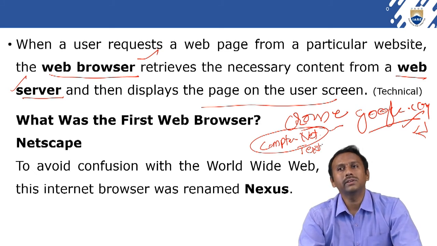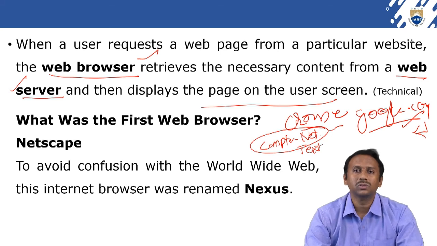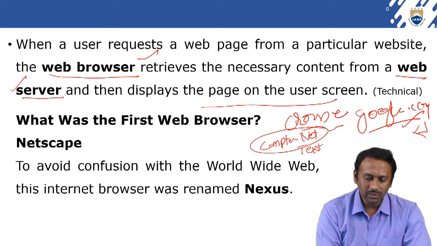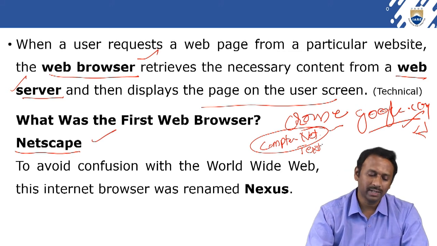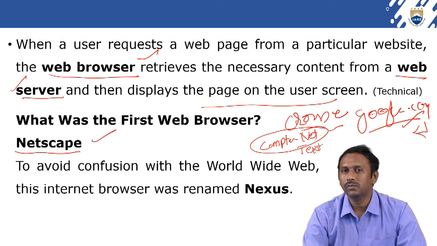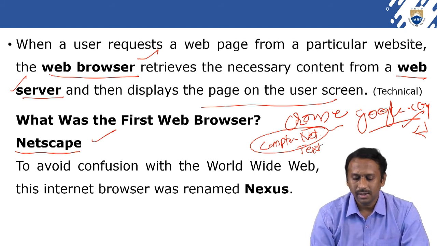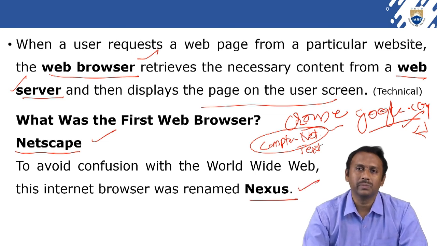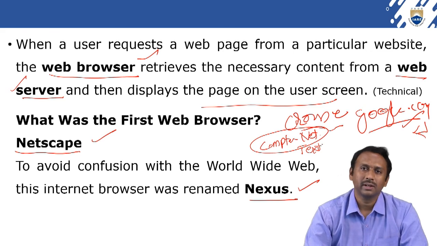Right. So what was the first web browser? We have seen so many web browsers now: Google Chrome, Mozilla Firefox, Netscape Navigator, so many. The first web browser is Netscape. To avoid confusion with the World Wide Web, the internet browser was renamed as Nexus. So actually this is the first web browser, renamed as Nexus to avoid confusion.